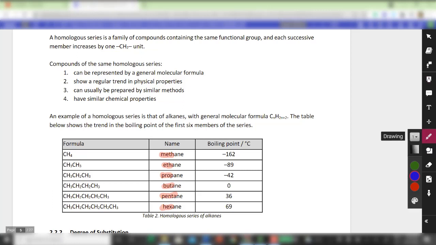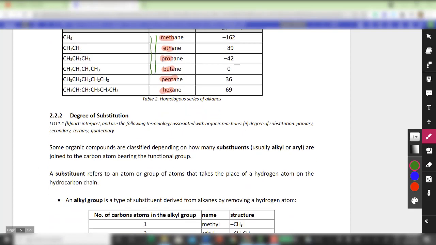Yeah, it is the first 4 members that require some attention, and maybe you might want to commit them to memory so that you really remember them and don't get mixed up between ethane and propane and butane, etc. Okay, yep.